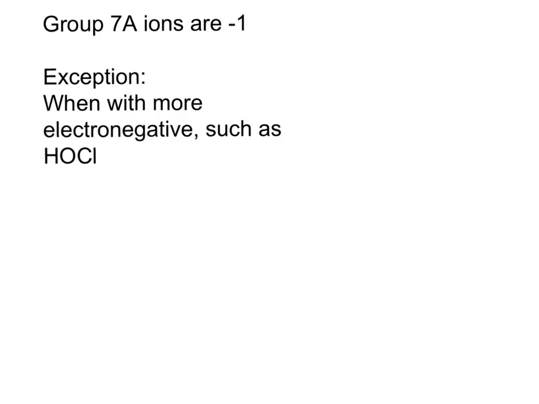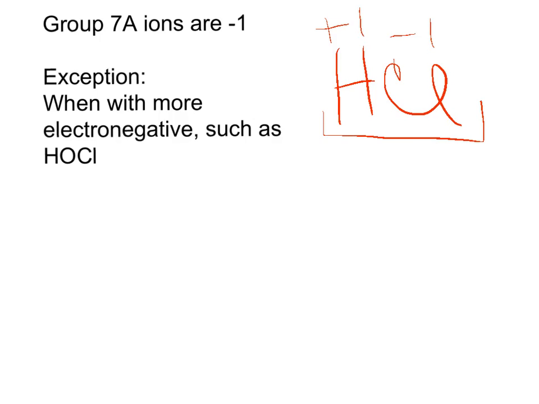The group 7A ions have a -1 oxidation number. An example would be HCl. The Cl would have a -1, and we've already learned that the H would have a +1. And this works out really well with the rule that overall it has to balance to 0. An exception would be if the halogen in 7A happens to be with some element that is more electronegative, such as in this example that I gave you of HOCl.